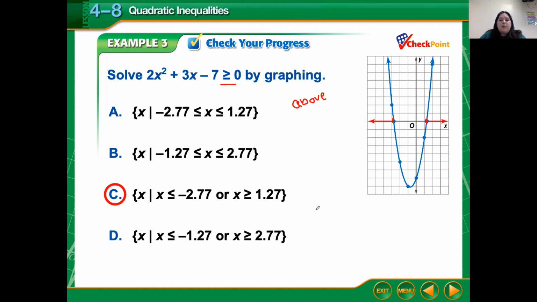And then if you use the quadratic formula, you will get -2 and 0.5, or as estimated here, -2.77 and 1.27. What you would plug in to get that would be -3 plus or minus the square root of 9 minus 4 times 2 times -7, all over 2 times 2. And the 9 is 3 squared. So that's how we get that. You would plug that in, and those are about what they would simplify to.